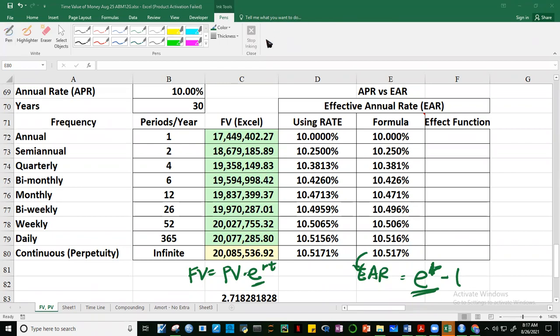Okay, so we get the same, 10.517. All right. Then lastly, guys, may mas madaling function si Excel, effect. So the effect function, sabi dito, returns the effective annual interest rate. So yun yun. So this is easier. Nominal rate natin 10%. We fix this. And then comma. N per Y, number of periods per year. Ito yung frequency ng compounding natin. So that's B72. We'll enter.